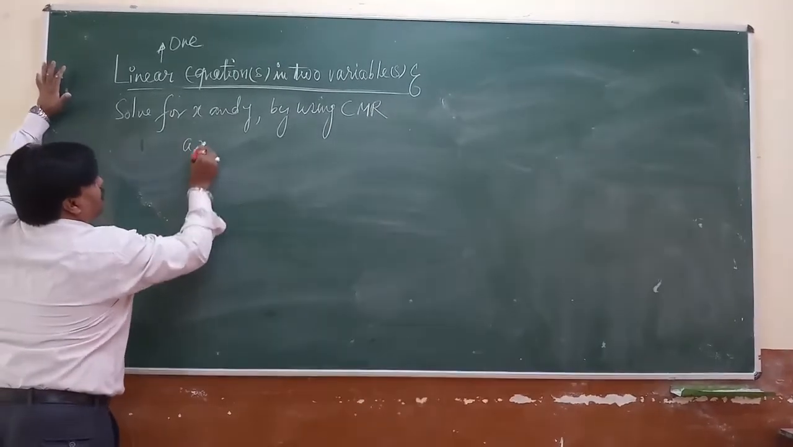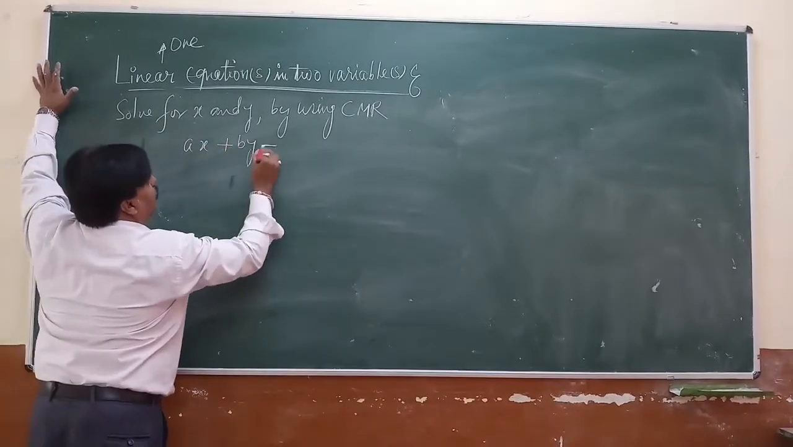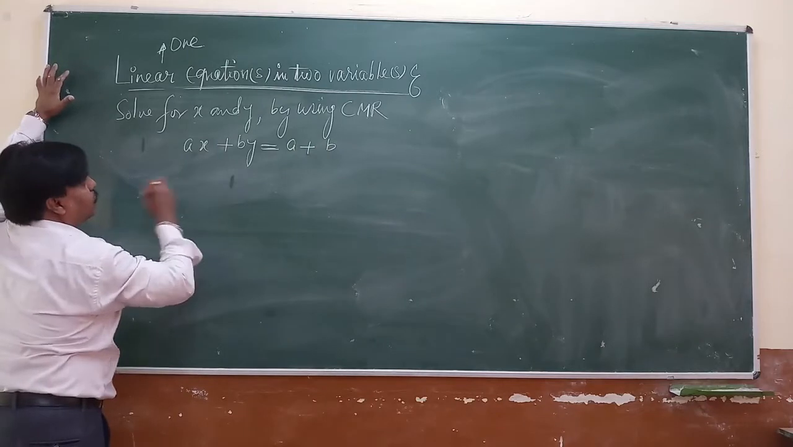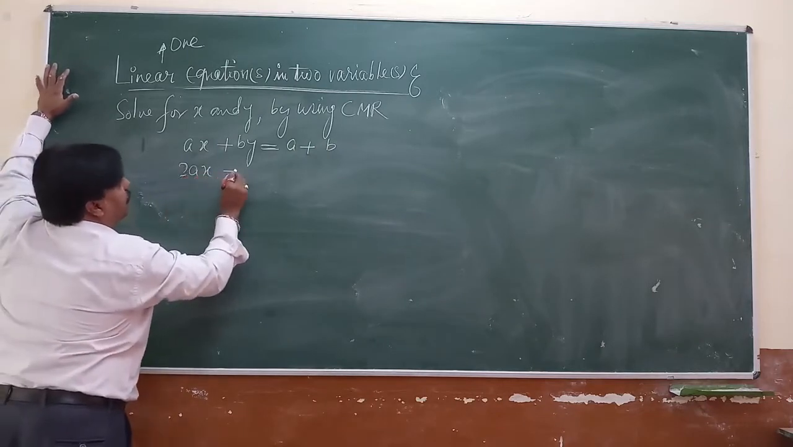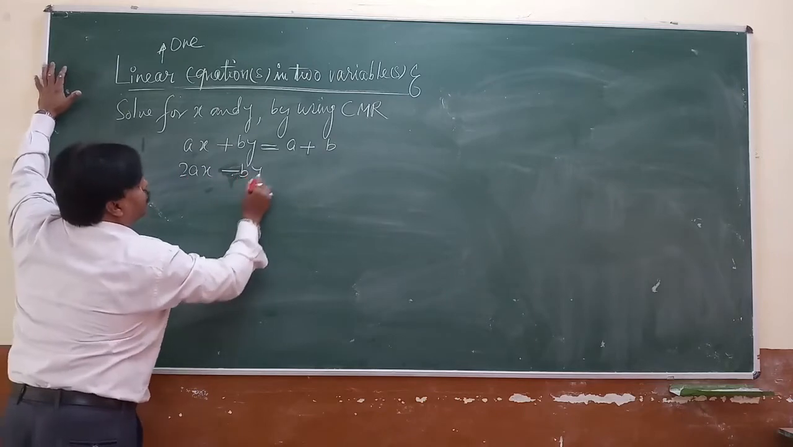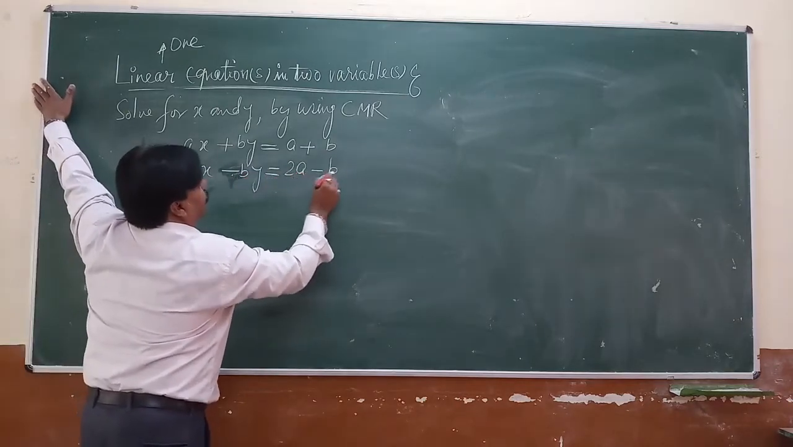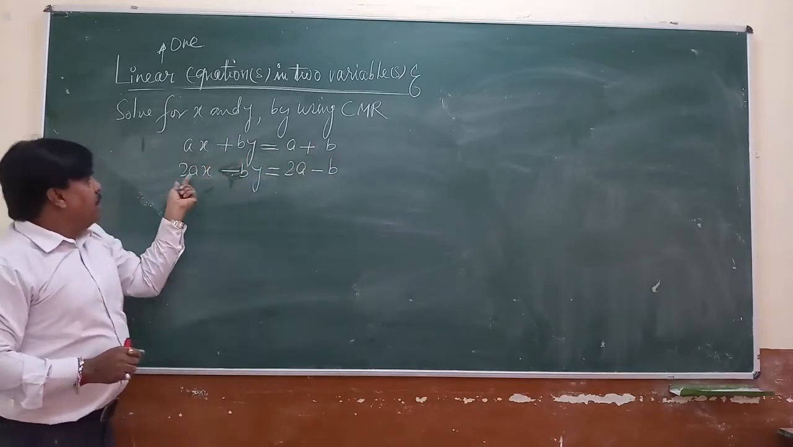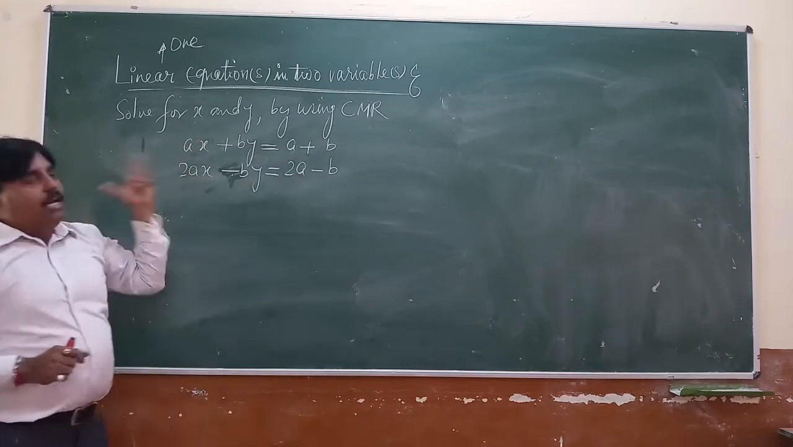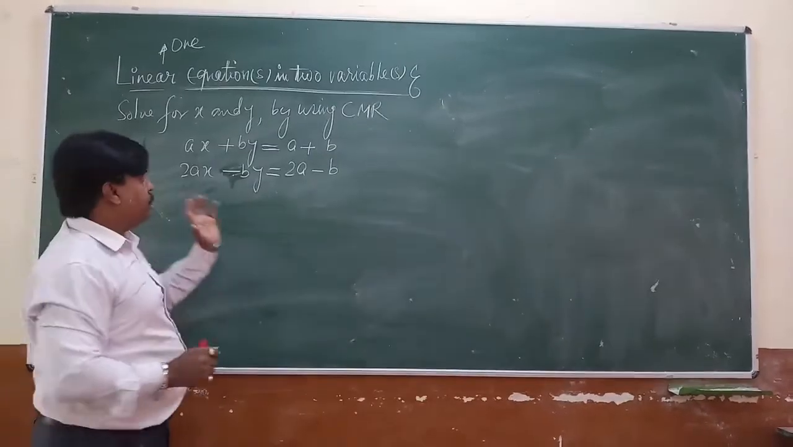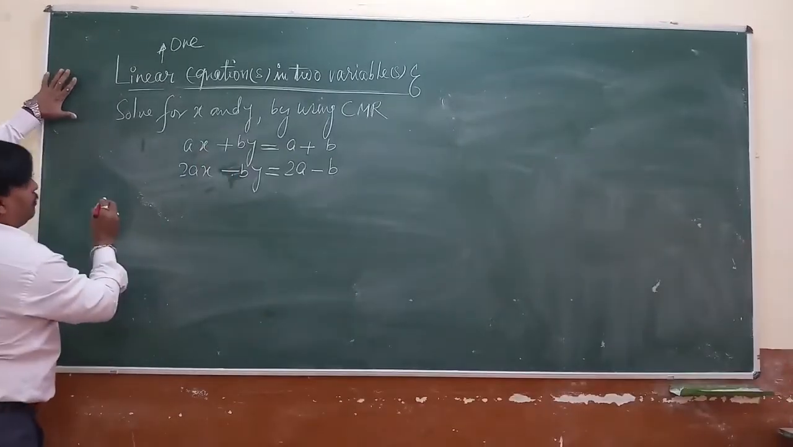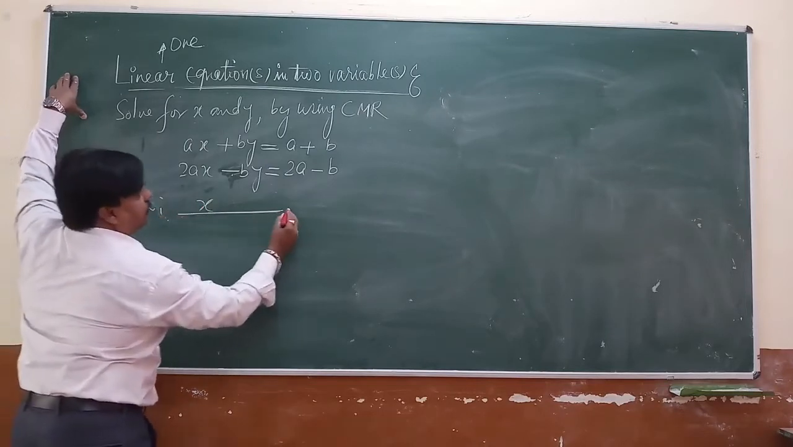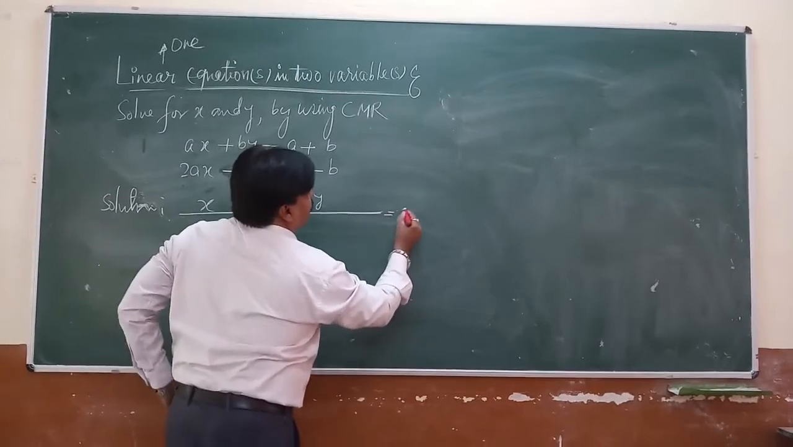Now the equations are given, for instance, like ax plus by is equal to a plus b, and another equation is suppose 2ax minus by is equal to 2a minus b. For instance, these are the two literal linear equations, because here a and b, a plus b, these are literal numerals, or you can say these are alphabets. So the same method, the same procedure we will apply here. The solution: write down x, y, minus 1.